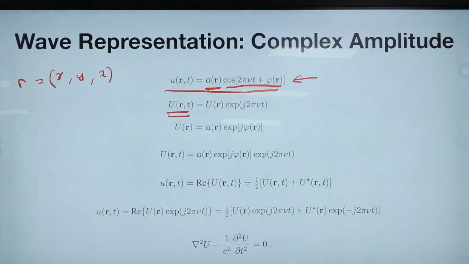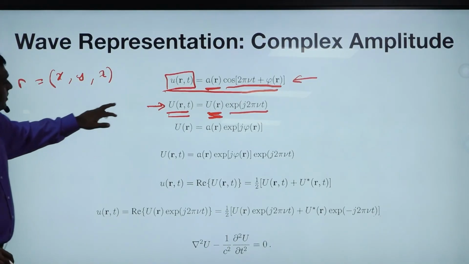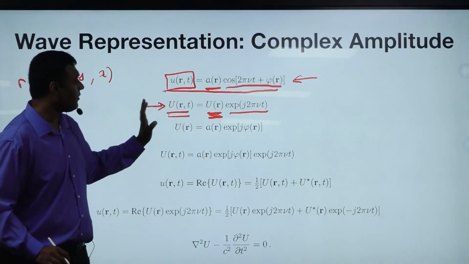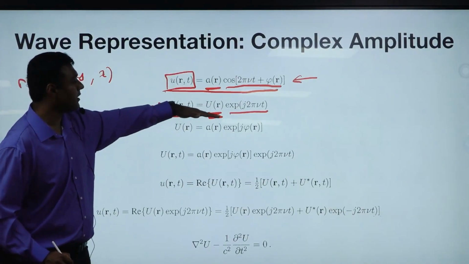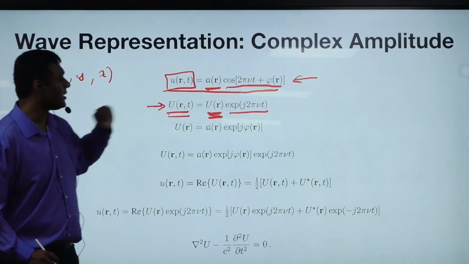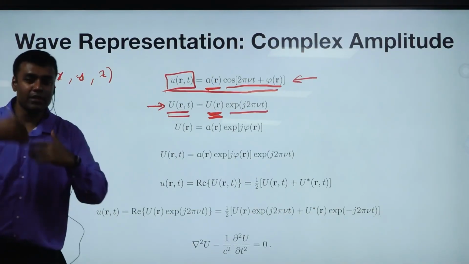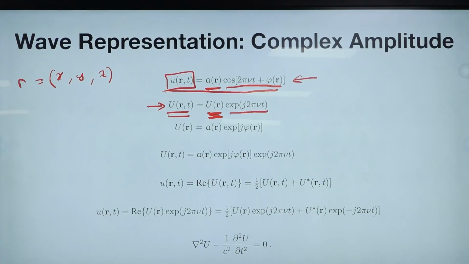This can also be written in a slightly different way. This is called the complex amplitude. Instead of small u, if you use capital U, U of r comma t can be written as U of r times e to the j 2 pi nu t. So what we have done is taken this and converted it to this. This was a real number, and this essentially becomes a complex number. So why are we complicating things, going from real numbers to complex numbers instead of going the other way around? There's a good reason for that.